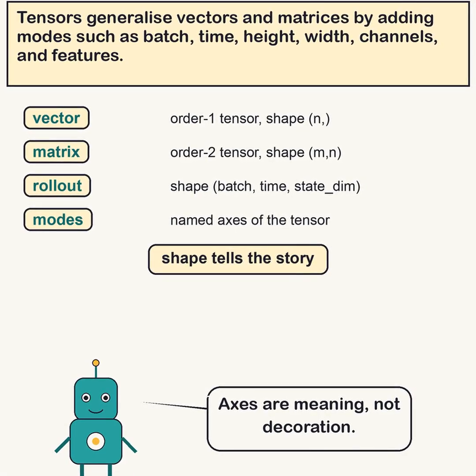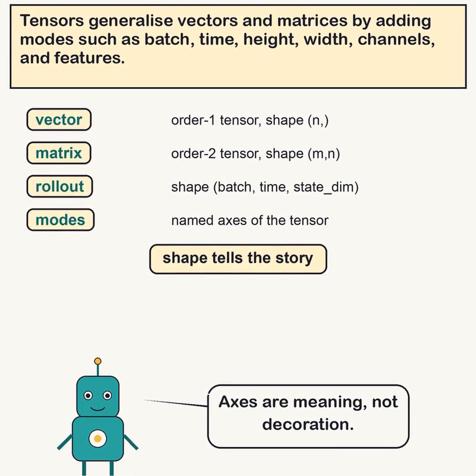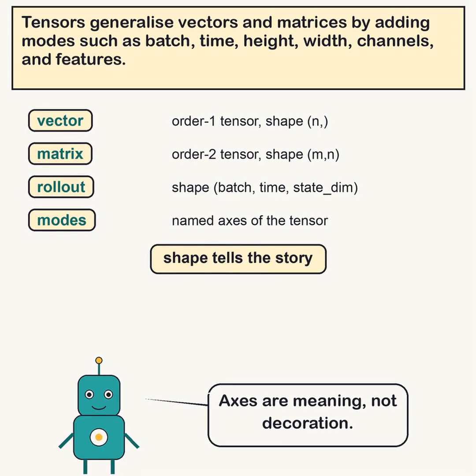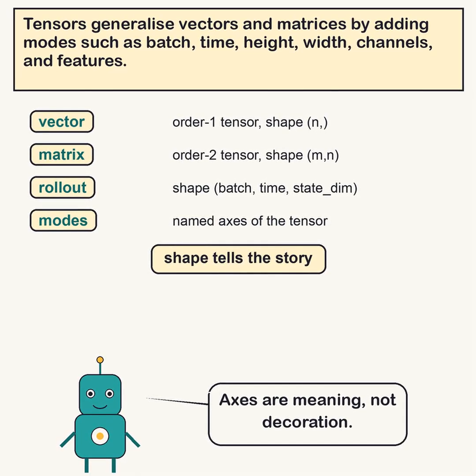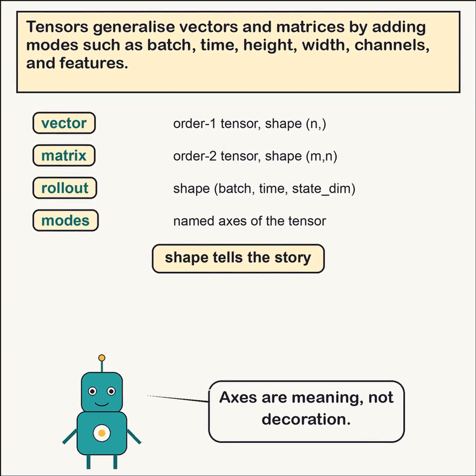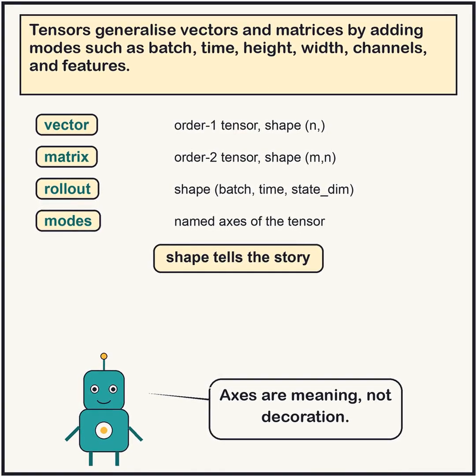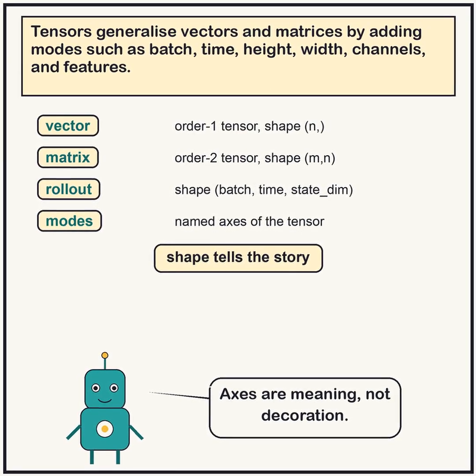A rollout tensor may store batch, time, and state dimensions, while video tensors add height, width, and channels. Shape names the semantics. Real-world analogy: a tensor is like a labeled warehouse stack. Aisle, shelf, box, item, and time can all be separate axes.